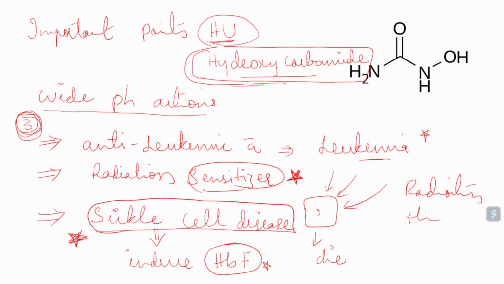I think you understood these three points. First, hydroxyurea has wide pharmacological actions because it is a diverse biological agent. It has anti-leukemic action, that's why it is used in leukemia as an anti-cancer agent. It is used in radiation therapy because it has radiation sensitizer action, and it is also used in sickle cell disease because it induces the production of hemoglobin F in sickle cell patients. Now, I will explain the significance of hemoglobin F.